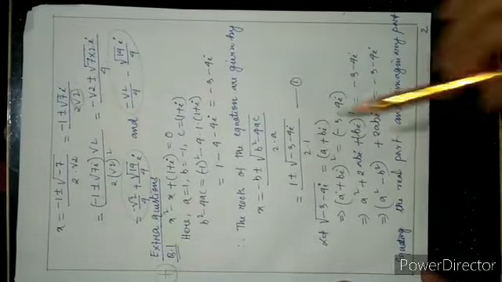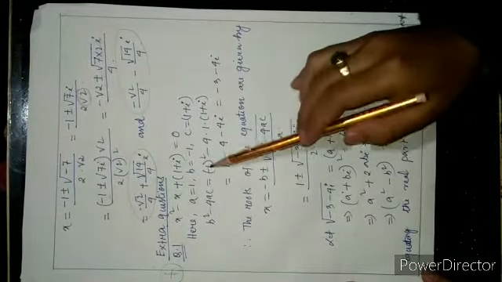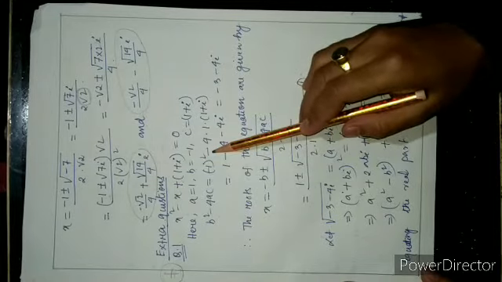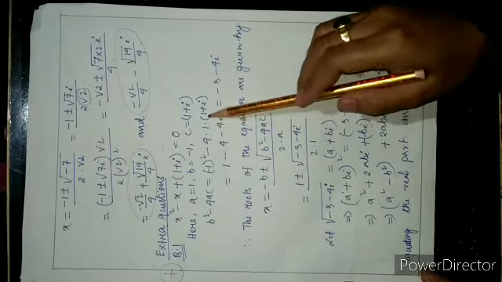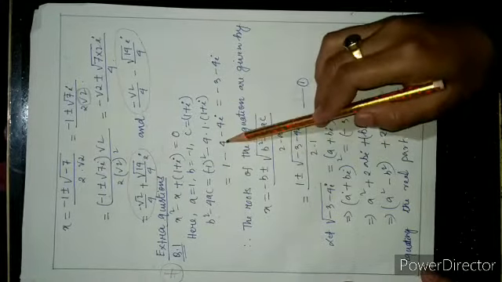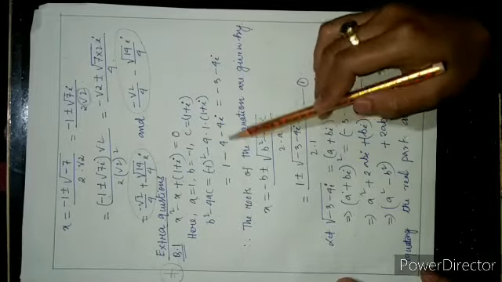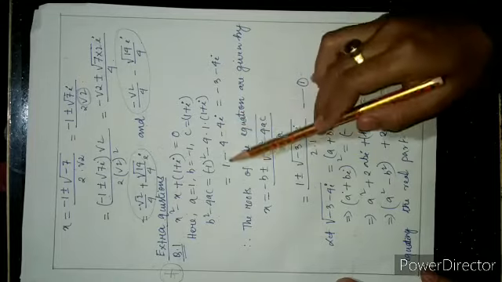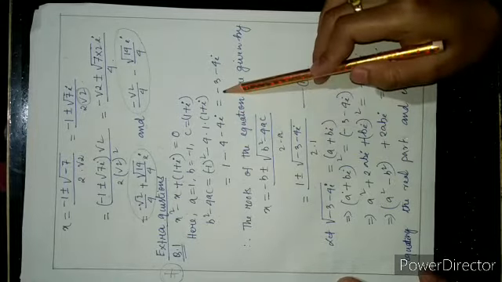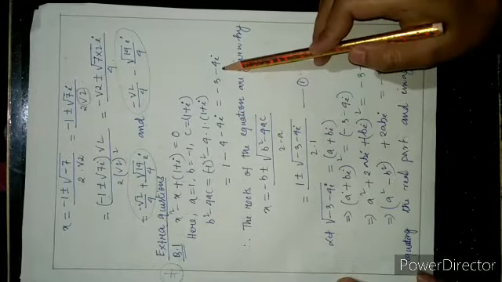B square minus 4ac value. Minus 1 whole square minus 4 times 1 times 1 plus i, that is 1 minus 4 times 1 plus i. Multiply the 4: already minus 4i, so 1 minus 4 is equal to minus 3. Then write this minus 4i.